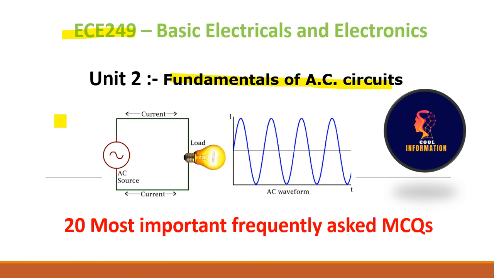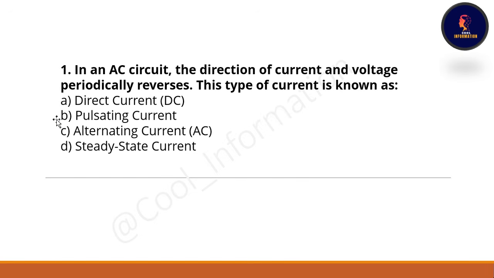Without wasting any time, let's proceed with the first question, which is: in an AC circuit, the direction of current and voltage periodically reverse. This type of current is known as what? Option number A, direct current. Option number B, pulsating current. Option number C, alternating current. And option number D is steady state current. Correct option is option number C, which is alternating current.